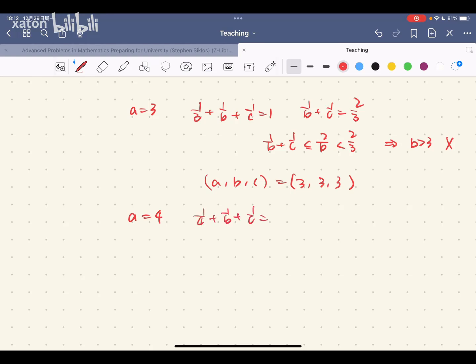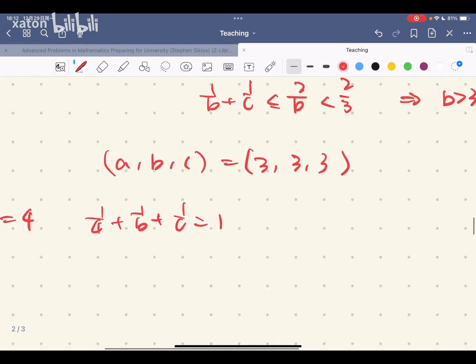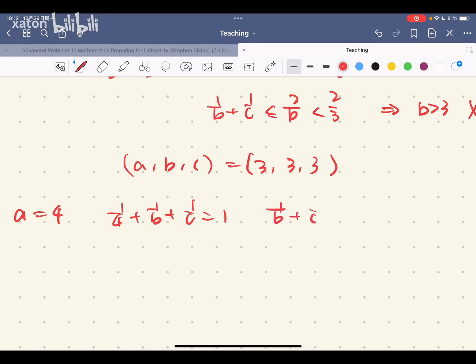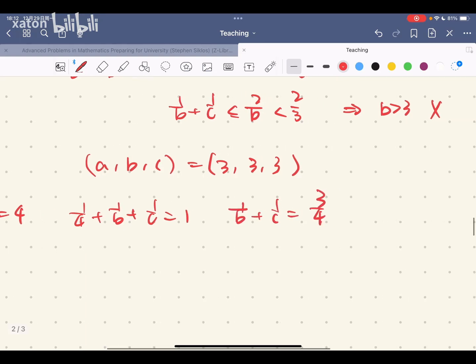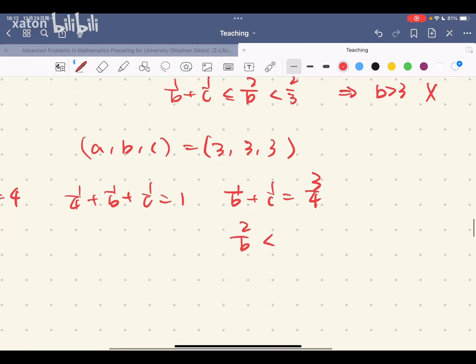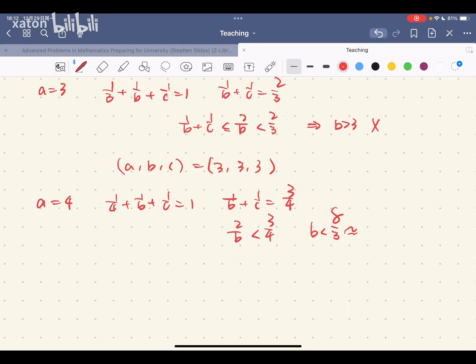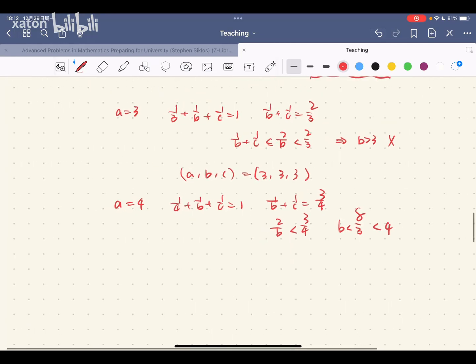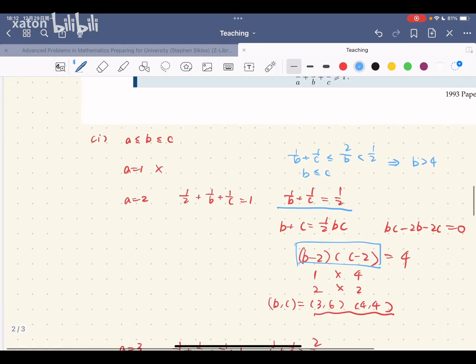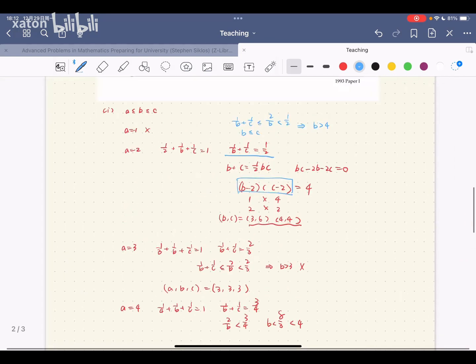Let's repeat the same process. This is what I say, this factorization might not be necessary, because we don't really need that, okay? 1/b plus 1/c equals 3/4. And yes, to know when it is 3, it's more than 3, which is actually apparently smaller than 4, so this case doesn't really work, because we need a, b, c to be in the order that we want.